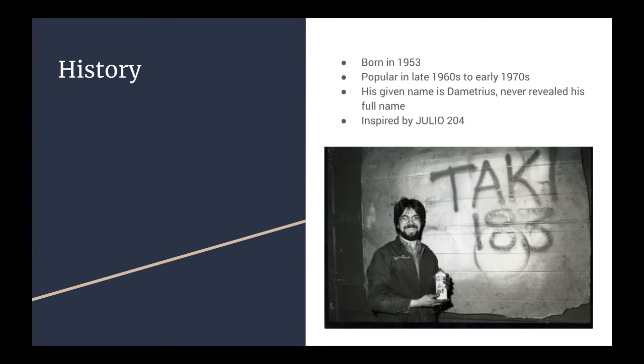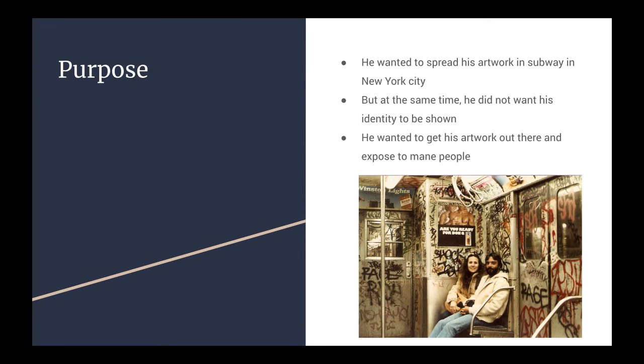So, the history of Taki: he was born in 1953. He was popular in the late 1960s to early 1970s. His given name is Demetrius, but he actually never revealed his full name. Demetrius is the name that his mother and everyone called him. He was inspired by Julio 204.